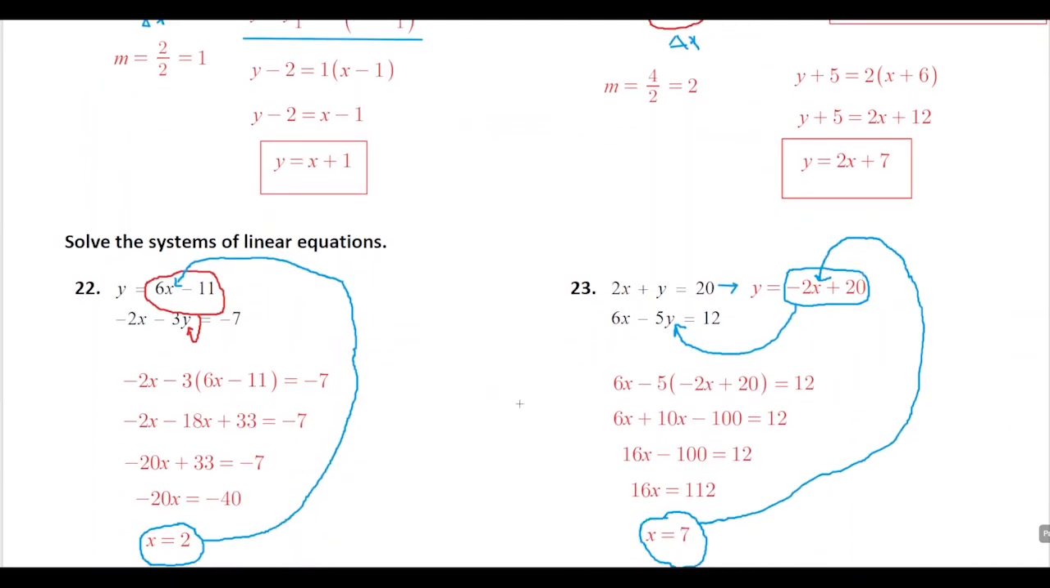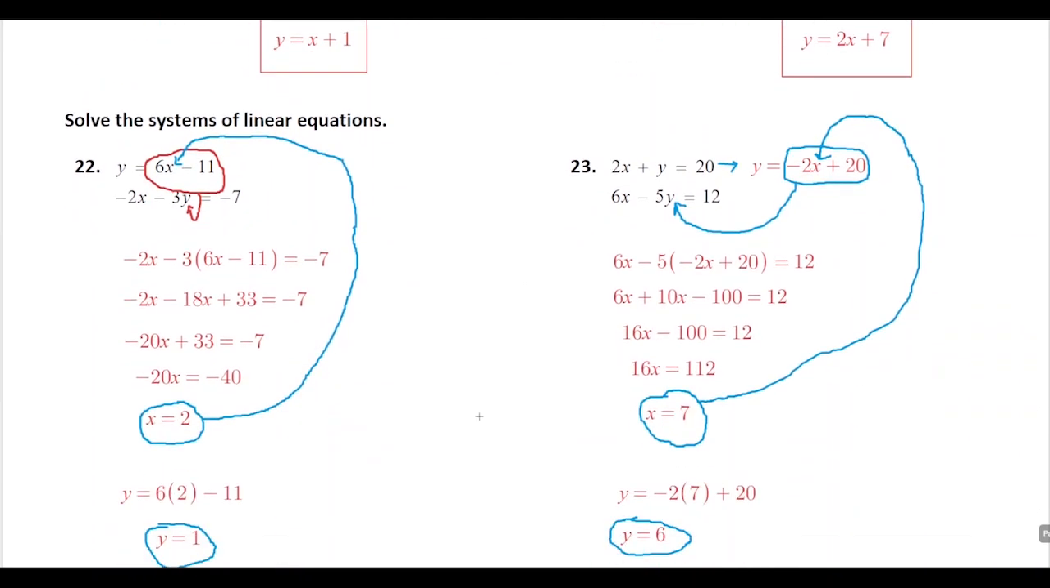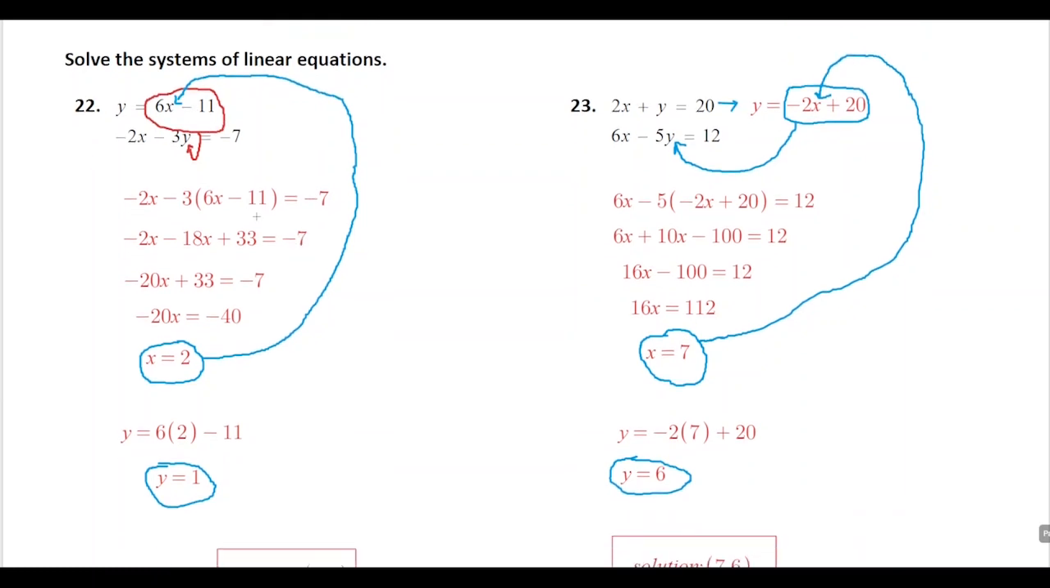For number 22 and 23, we're solving a system of linear equations. So this is going to take a little bit more explanation, I think. But basically what you want to do here is make sure that one of your equations is solved for a variable, in this case y is isolated, and take that expression and substitute it into the other equation. So this would be -2x minus 3 times, instead of writing y, we'll write that 6x minus 11 equals -7. Solve that equation for x, and that's what's going on here.